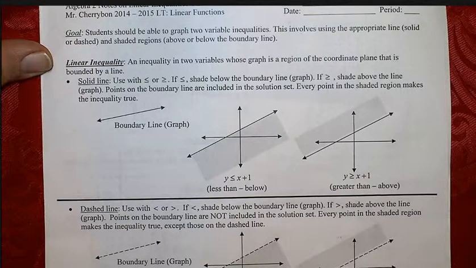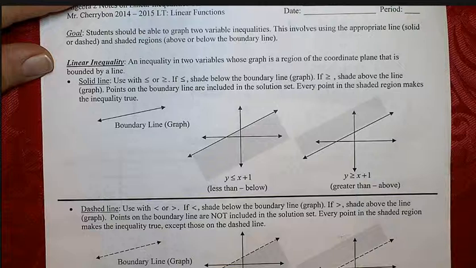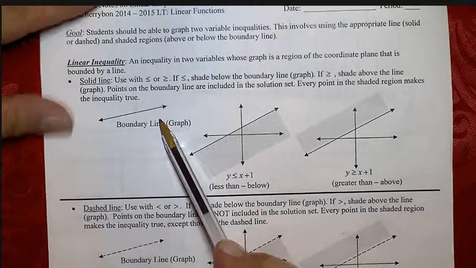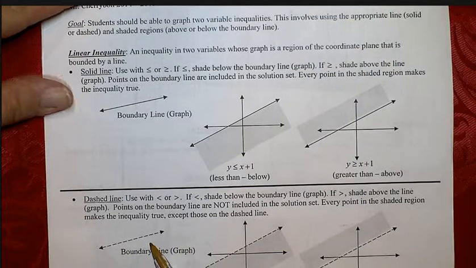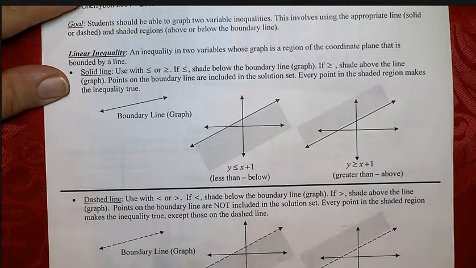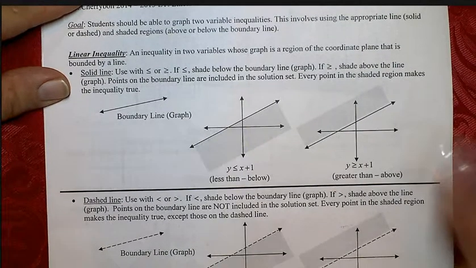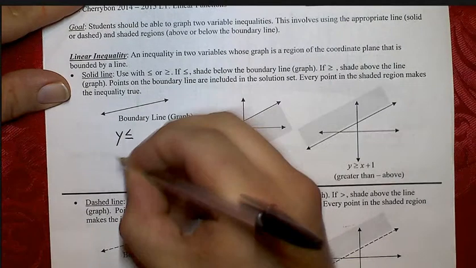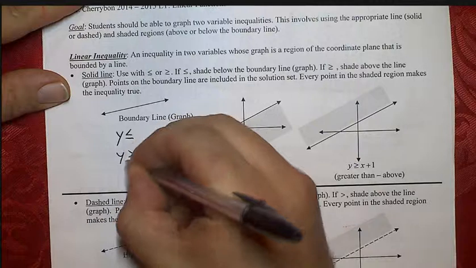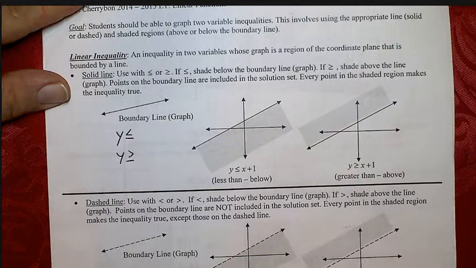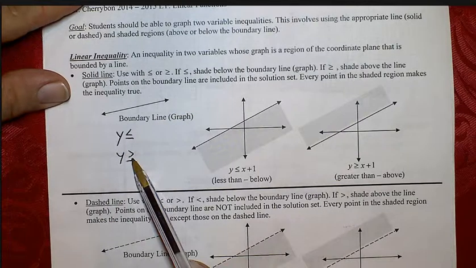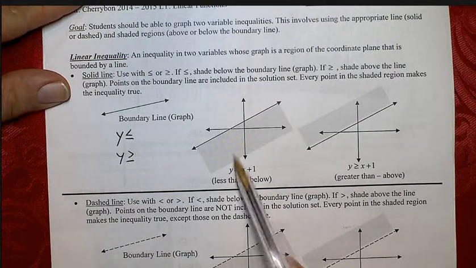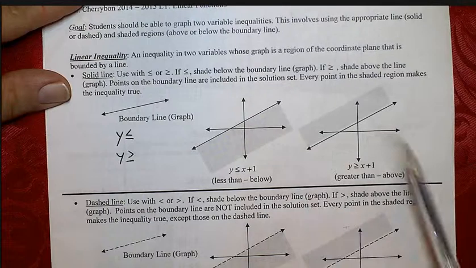First thing you have to worry about is you have two different types of lines. You're either going to have a solid line or a dotted line, or dashed line you can call it. Now you graph a solid line if your inequality is y is less than or equal to, or y is greater than or equal to. So for this symbol, it's going to be a solid line. See how I have y is less than or equal to, and it's solid. Y is greater than or equal to, and it's solid.